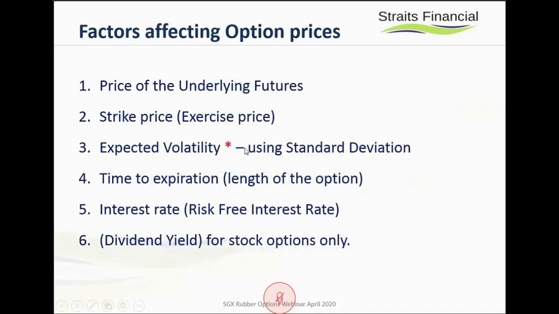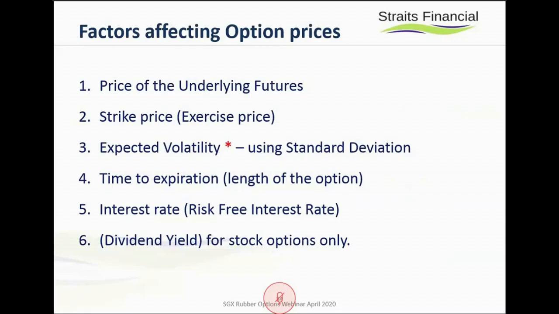Here we are going to talk a little bit about the factors affecting option prices. All right. So in pricing of options, you need a few variables. Okay. You need the underlying futures contract. You need the strike price, also known as the exercise price. Remember that the futures price goes up and down every day, but the strike price is a fixed price. All right. You can choose the strike price. Then we have what we call expected volatility. Volatility is actually the speed and the magnitude of the underlying market movement.